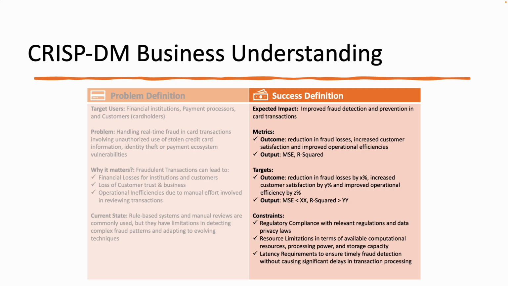What are the constraints under which we are going to operate for this scenario? There are going to be regulatory compliance, regulations and data privacy laws, which is the first biggest constraint. The second one is going to be the resource limitations because we're talking about a highly complex machine learning model, which will require high computational resourcing, processing power, or even storage capacity. And lastly, latency requirements, which is very, very important. We want to make sure that our machine learning model ensures timely fraud detection without causing significant delays in transaction processing. Very, very key for this kind of a use case because the transactions happen in milliseconds.